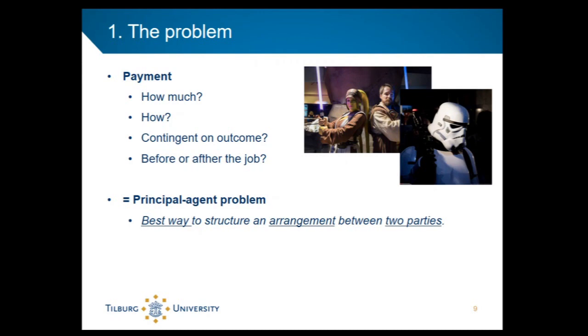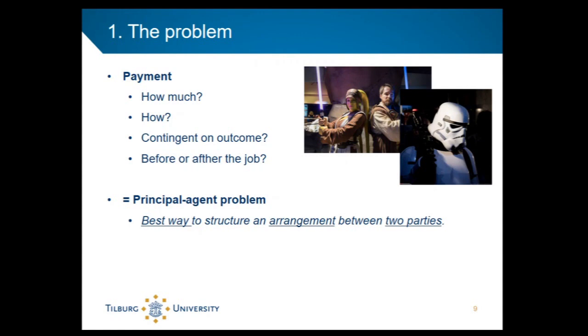All these questions that I've now raised, they are actually part of what we call the principal-agent problem. Namely, what is the best way to structure an arrangement between two parties? Note that there are a couple of elements in this definition. "Best way" refers to one of the principles of personnel economics, so that it maximizes the welfare of both parties. There's also the element of arrangement, which implies a kind of contract between parties. And there are two parties there.